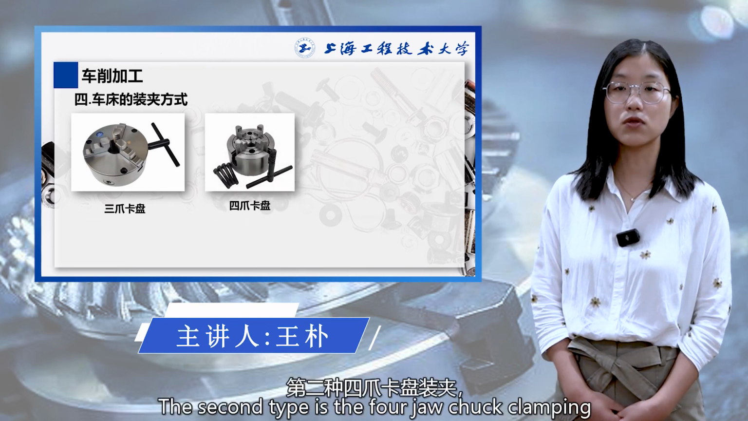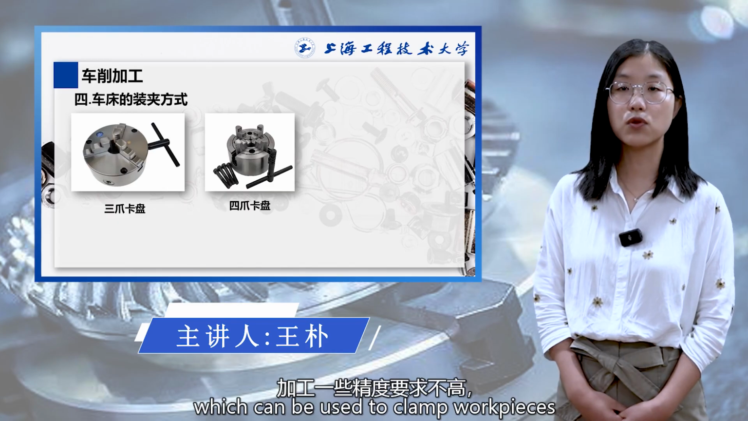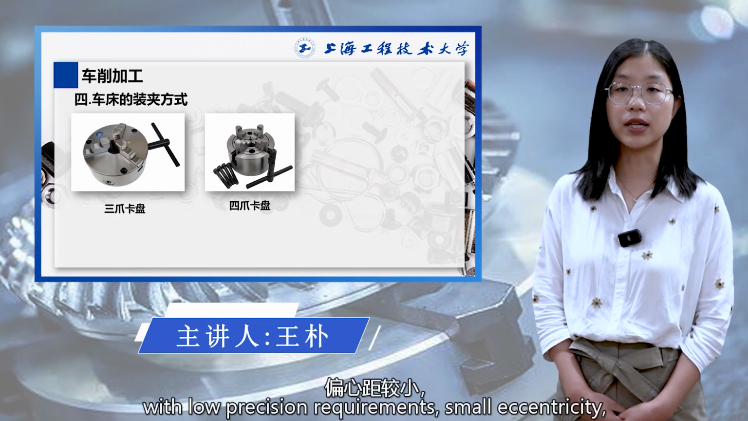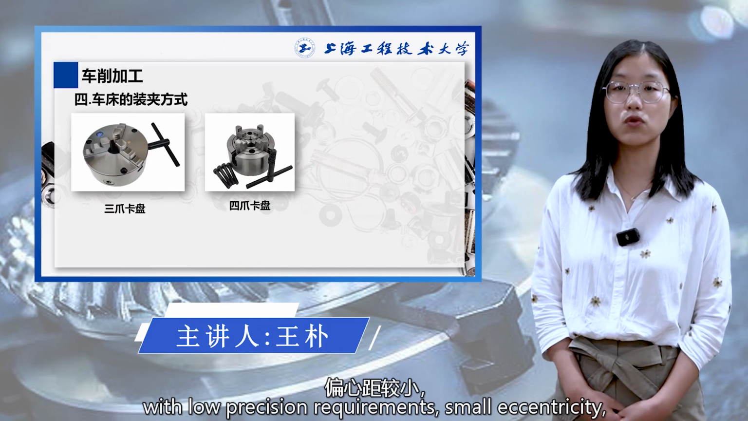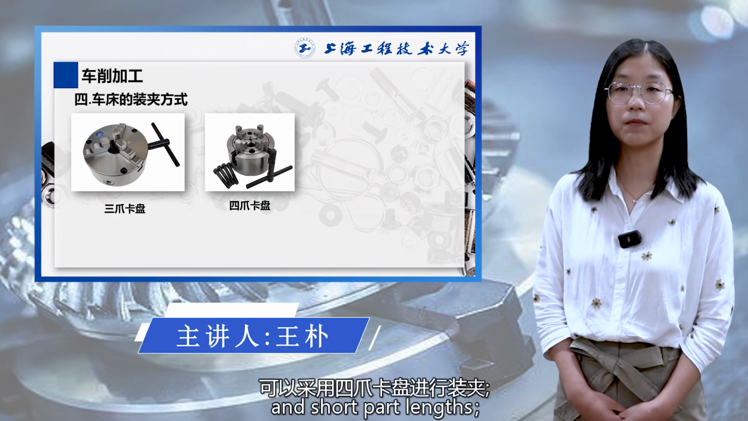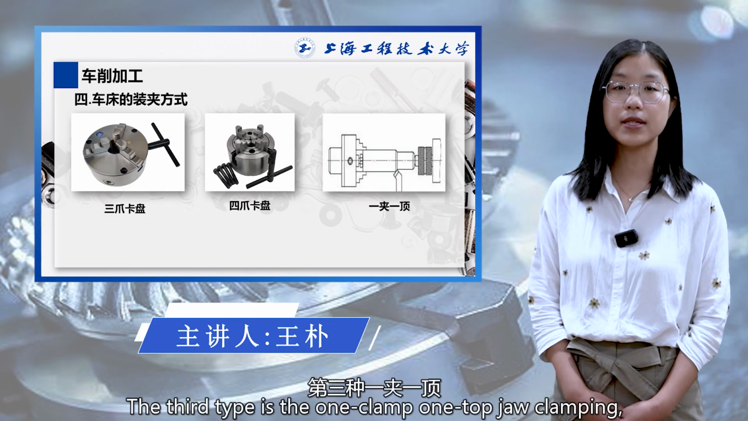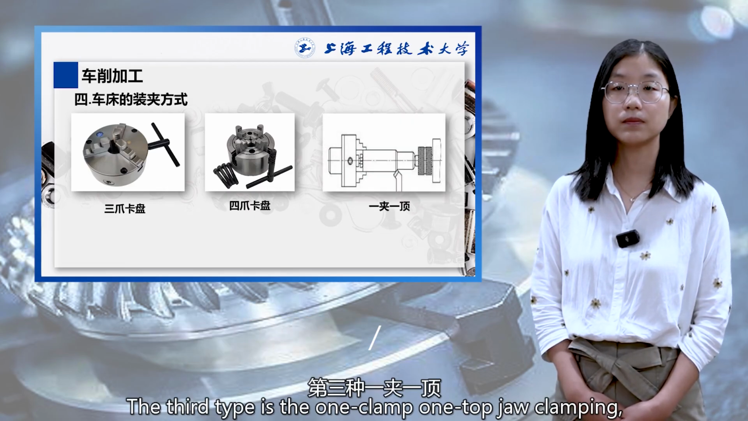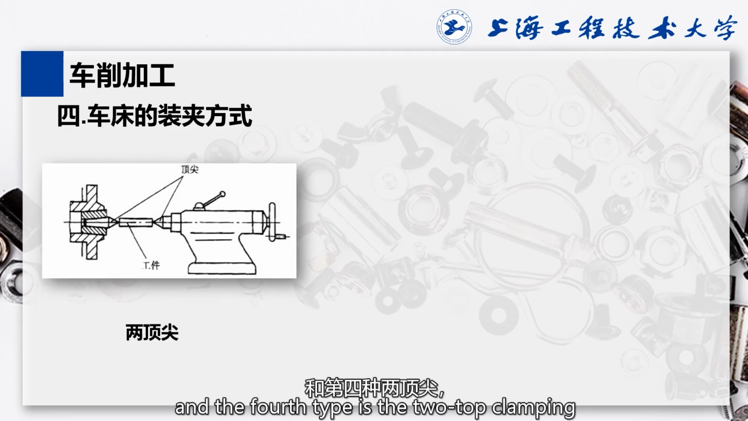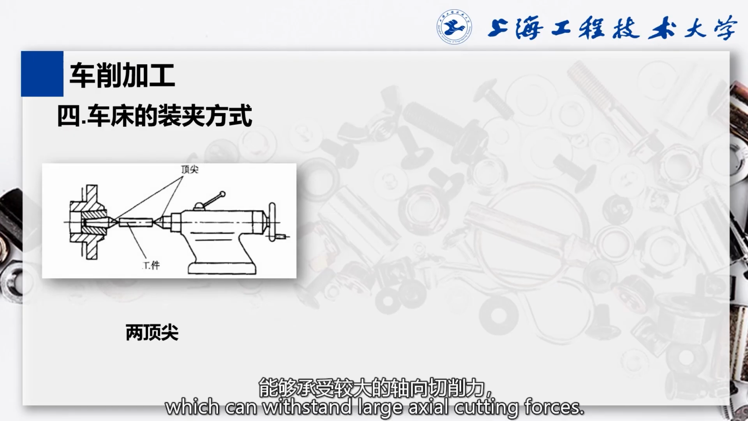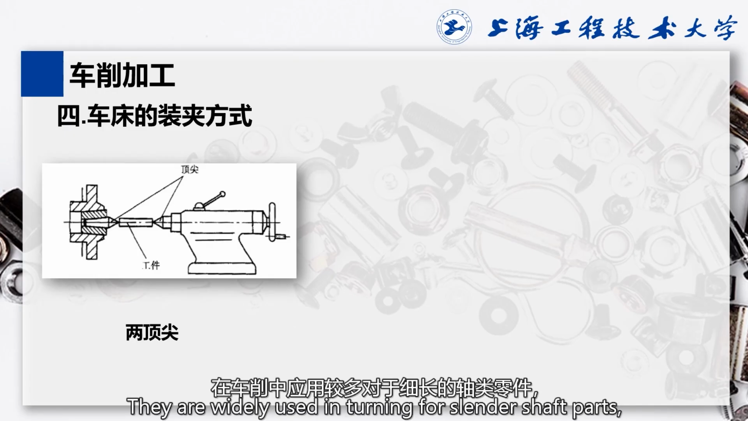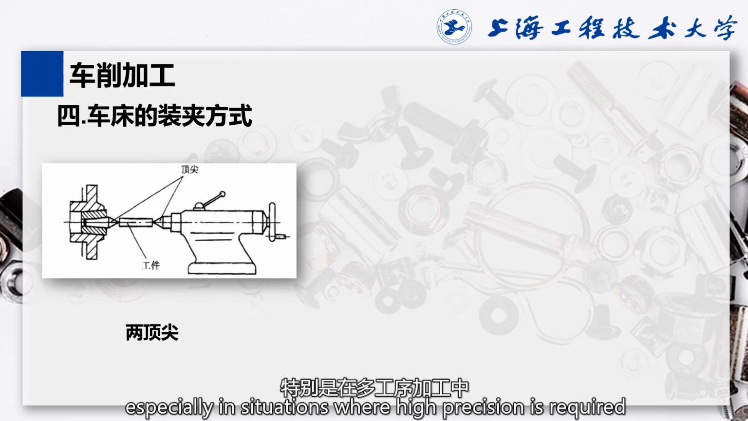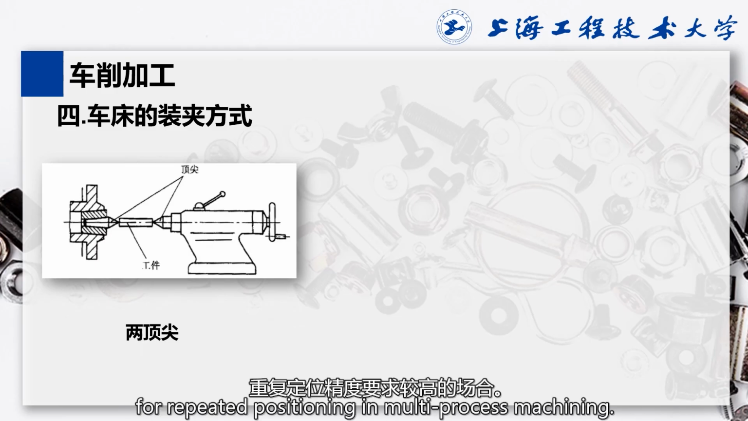The second type is the 4-jaw chuck clamping, which can be used to clamp workpieces with low precision requirements, small eccentricity, and short part lengths. The third type is one-clamp-one-top clamping, and the fourth type is two-top clamping, which can withstand large axial cutting forces. They are widely used in turning slender shaft parts, especially in situations where higher precision is required for repeat positioning in multi-process machining.